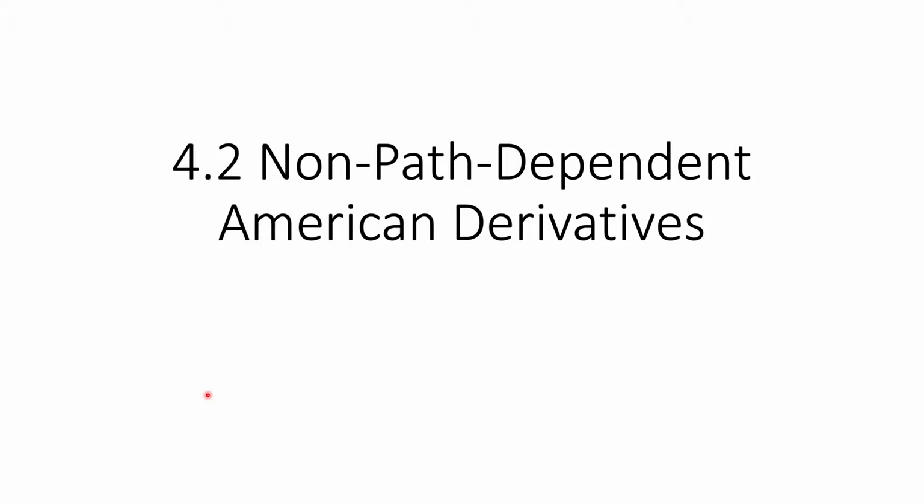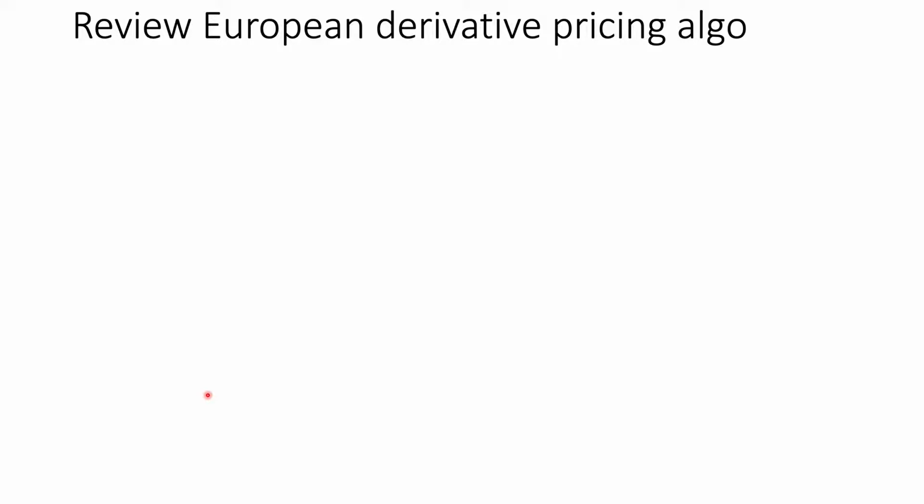All right, so let's move to section 4.2, where we first look into non-path-dependent American derivatives. To do that, we'll have a quick review of the European derivative pricing algorithm, which we have seen in the previous videos. Consider a derivative security that pays an amount Gn at maturity. This Gn is a function, the payoff function.